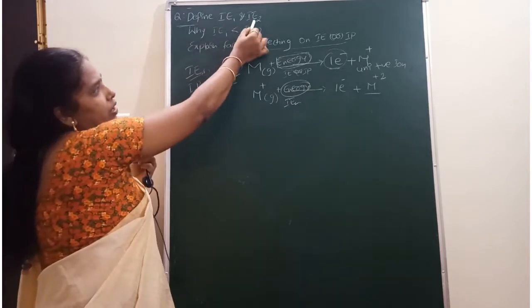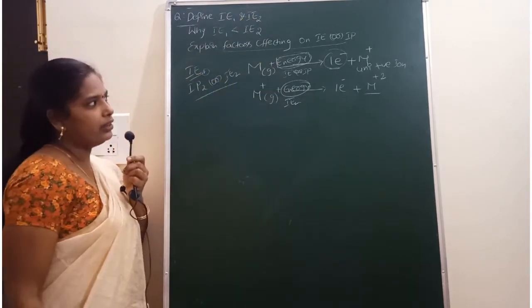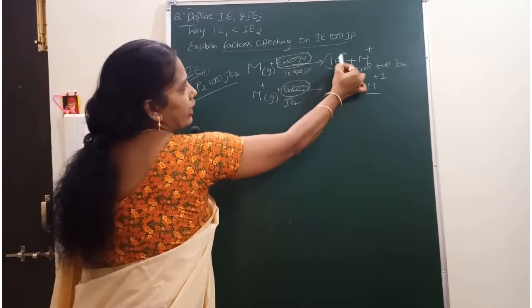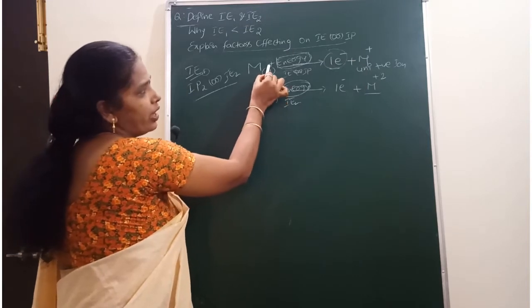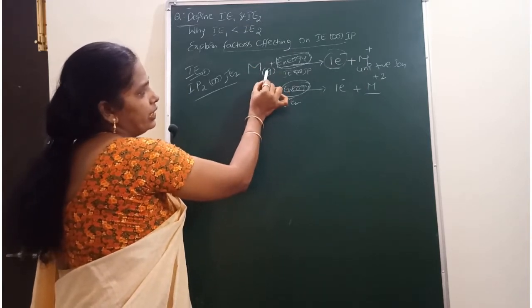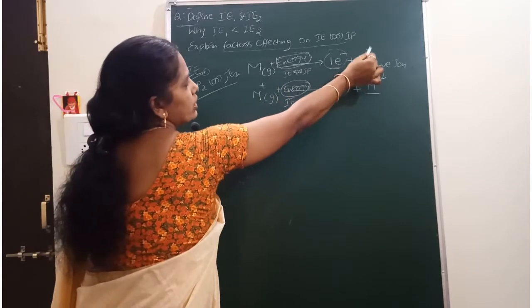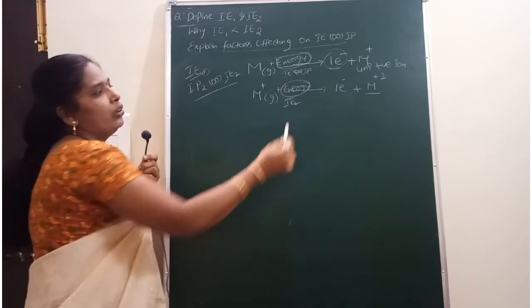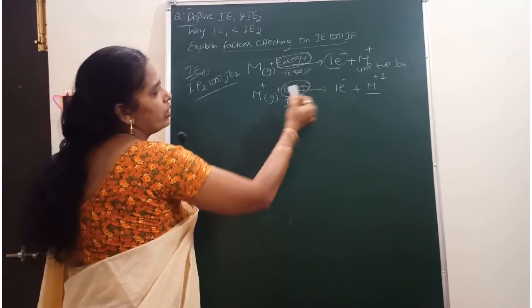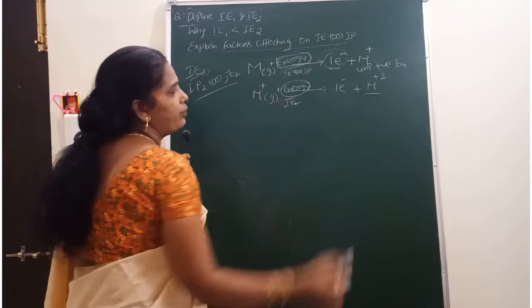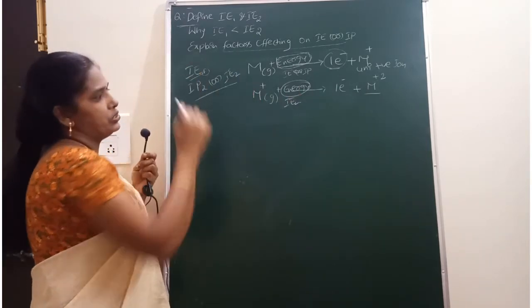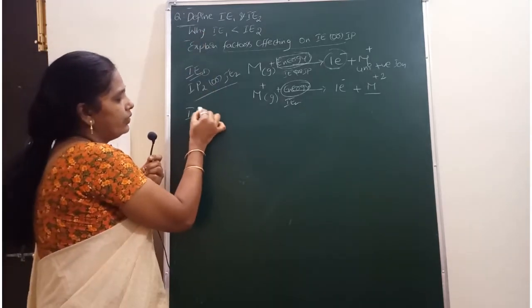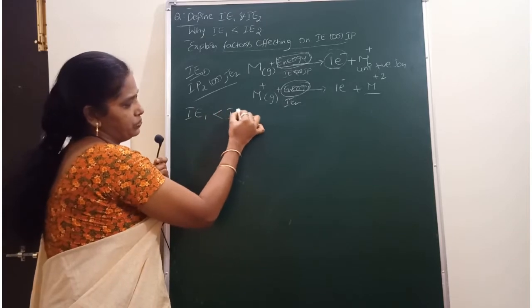What is IE1 and what is IE2? I am explaining again. The minimum amount of energy required to remove one electron from an isolated neutral gaseous atom to get a unipositive ion is called IE1, and IE2 means removing one more electron from the unipositive ion to get a dipositive ion. That is called IE2.